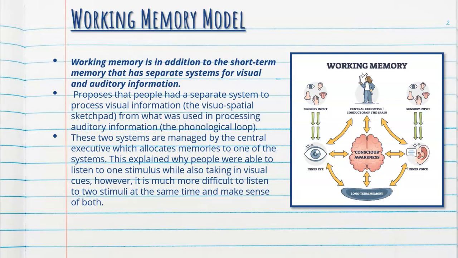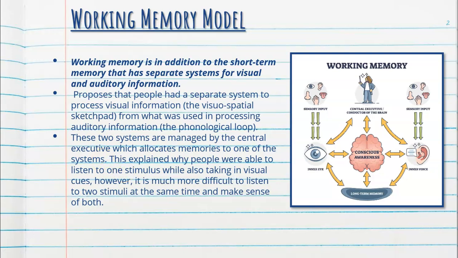So the working memory model is an extension of the short-term memory store that the modal model of memory proposes. It's just a more in-depth model that really looks at how our short-term memory store works. It's in addition to the STM, which has separate systems for visual information and auditory information. It proposes that people have a separate system to process visual information, which is called the visuospatial sketchpad, from what is used in processing auditory information, or information we hear. That's using the phonological loop. These two systems are managed by the central executive, which allocates memories to one of the systems.